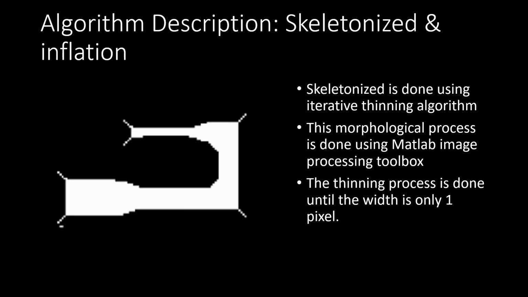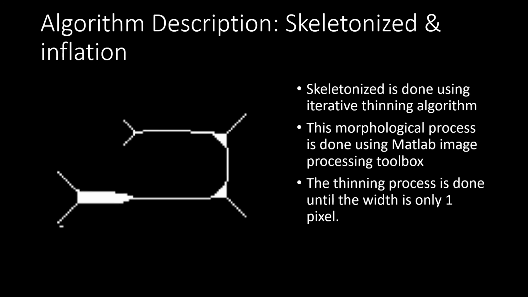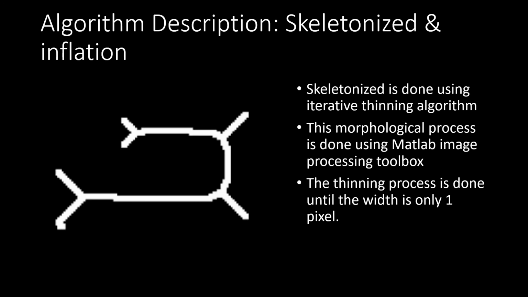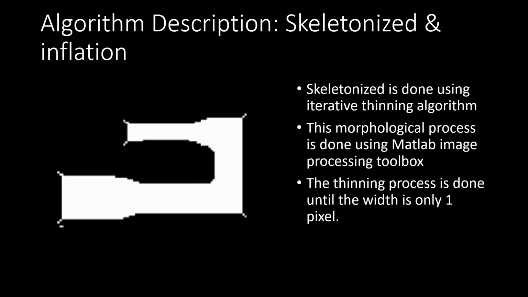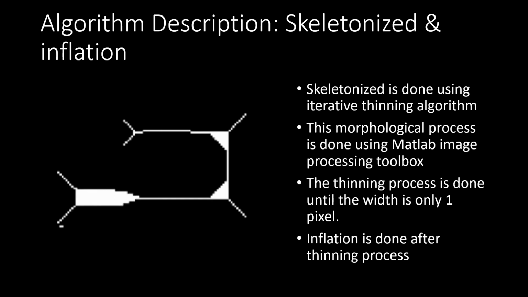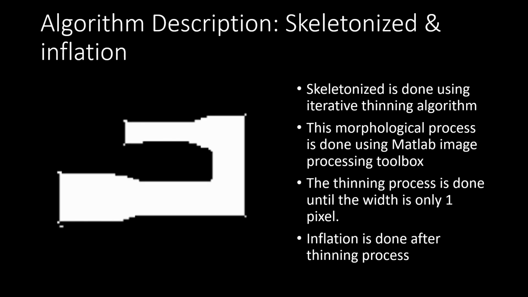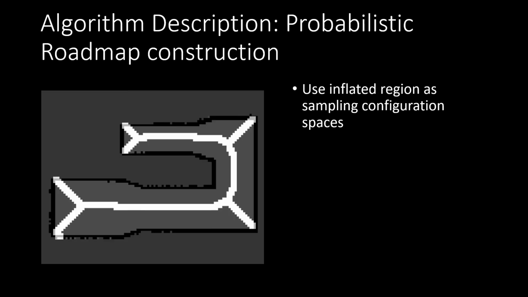The thinning algorithm will generate a skeletonized medial axis until it reaches a width of only 1 pixel. After that, the inflation is only going to be done after the thinning process is completed. Next, let's take a look at the detailed description of the algorithm for probabilistic roadmap construction.